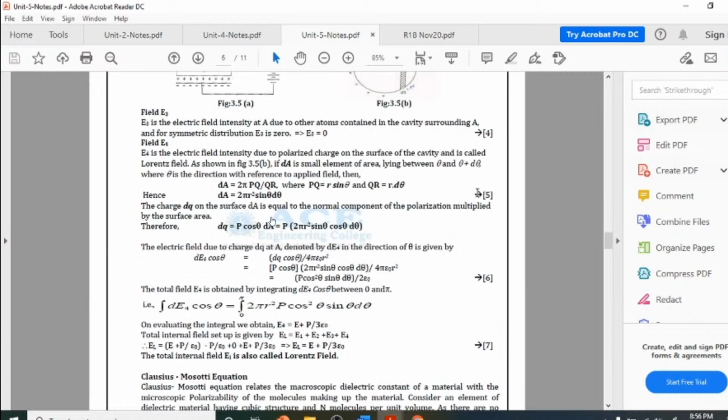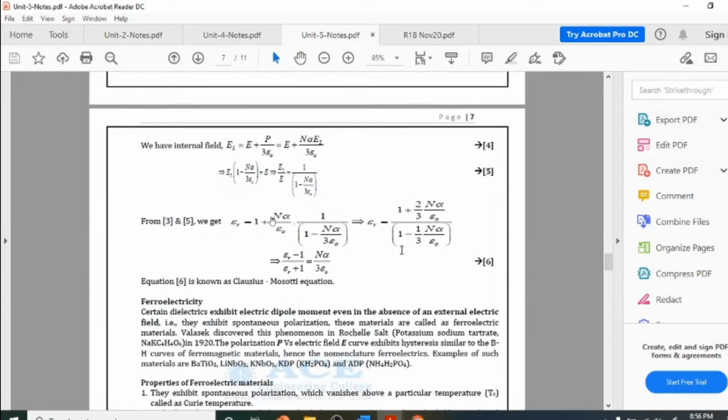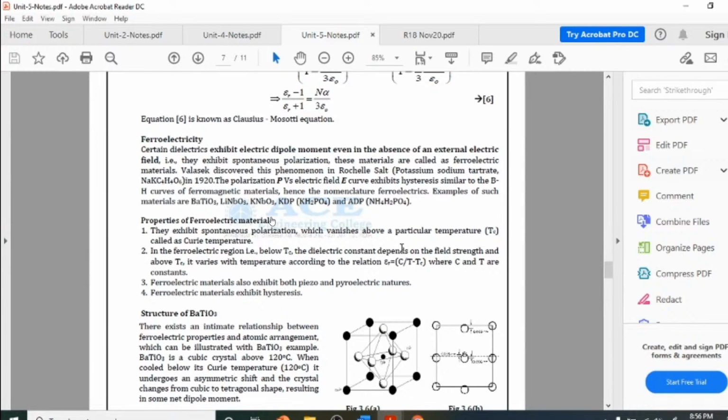And diagrams are important in this particular part. And most importantly, you may be asked about the Clausius-Mossotti equation, or you may even get into ferroelectricity. So there may be questions coming from ferroelectricity. Let us have a check on a lot of the questions that were asked till now from this unit.